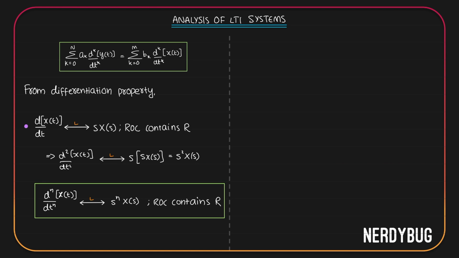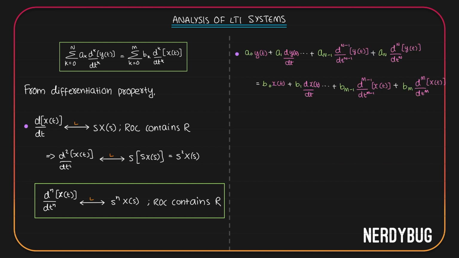Let us bring back the general linear constant coefficient differential equation. Let us apply this property over here. Taking Laplace transform, the first term, which is a0 multiplied by y of t, will simply become a0 multiplied by Y of s, plus the next term is a1 multiplied by first derivative of y of t, that will become a1 multiplied by sY of s.